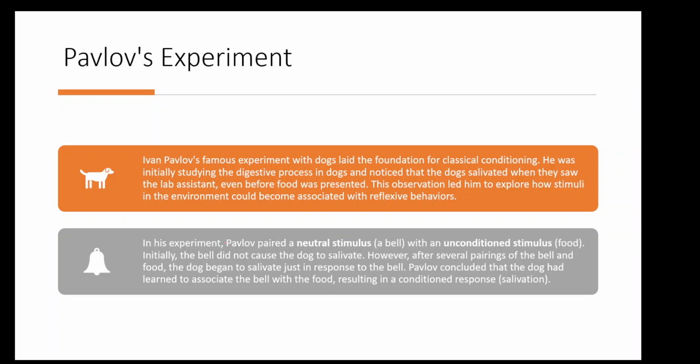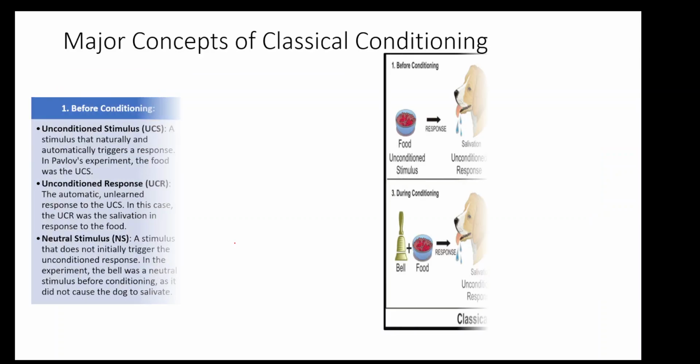In his experiment, Pavlov paired a neutral stimulus, a bell, with an unconditioned stimulus, food. Initially, the bell did not cause the dog to salivate. However, after several pairings of the bell and the food, the dog began to salivate just in response to the bell. Pavlov concluded that the dog had learned to associate the bell with the food, resulting in a conditioned response, salivation.